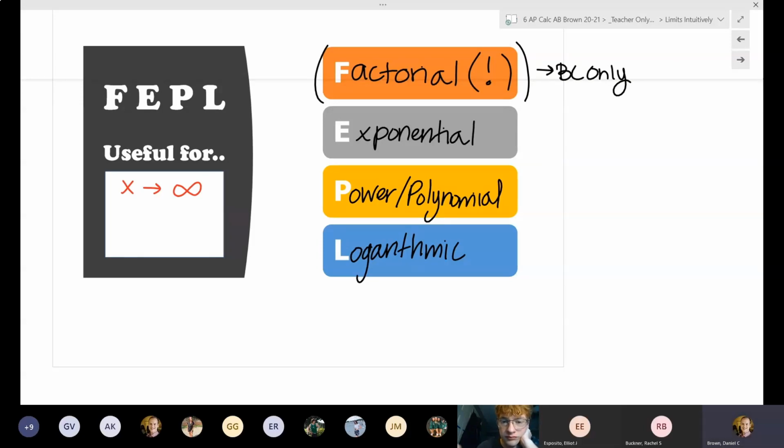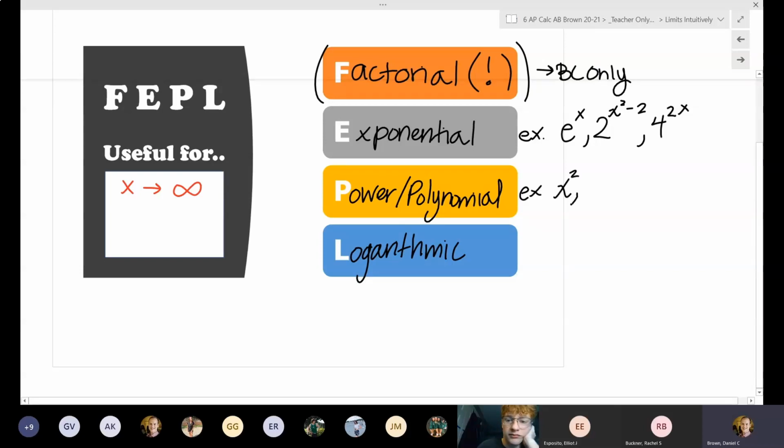Exponentials you will. Remember for exponentials, those are examples where the x is in the exponent. So there's some examples. Whenever you see x in the exponent, you have an exponential. Power or polynomial is when you see the x as the base and a number is in the exponent. And then, of course, logarithmic could be anything from a natural log to a log of any base.